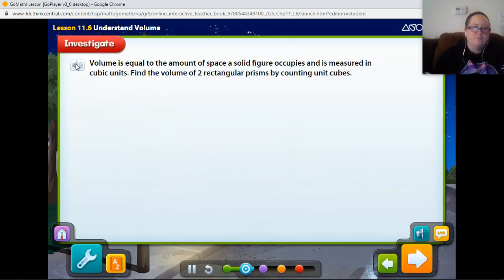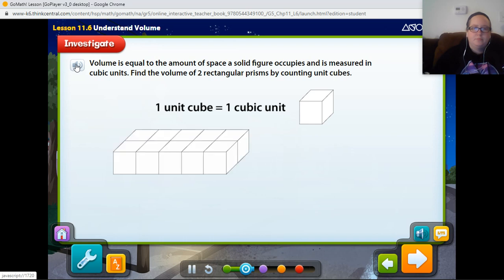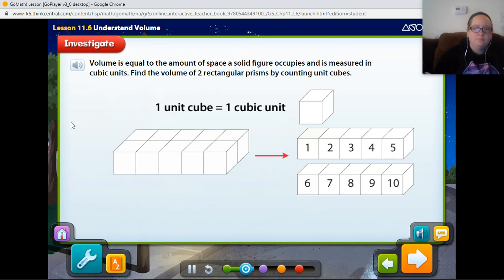Let's find the volume of rectangular prisms. Volume is equal to the amount of space a solid figure occupies and is measured in cubic units. Find the volume of 2 rectangular prisms by counting unit cubes. Each unit cube is equal to 1 cubic unit. We can add the total number of unit cubes within this first prism to find the volume. There are a total of 10 unit cubes. If each cube has a volume of 1 cubic unit, what's the volume of the rectangular prism? The prism has a volume of 10 cubic units.